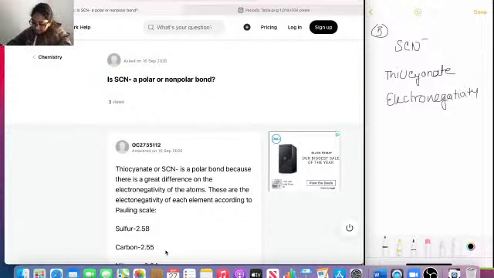Okay, so we have here sulfur, carbon, and nitrogen. Each of them has an electronegativity, so sulfur has an electronegativity of 2.58.